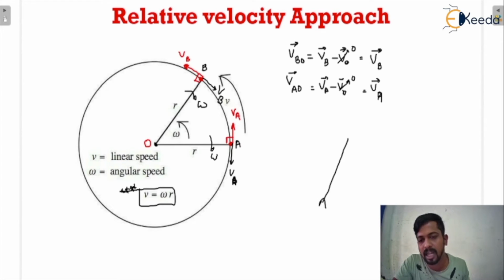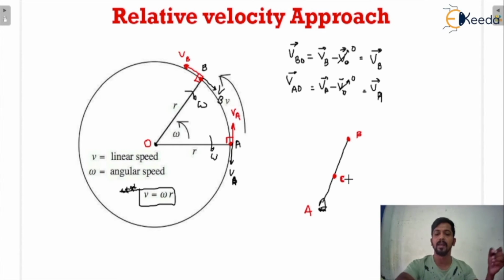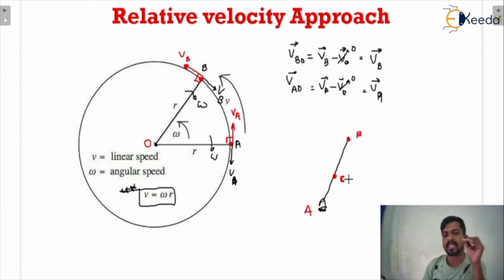Now this is also a fixed link. This one link is a rigid link. Rigid link means there is no relative motion along the link, there cannot be any changes along the line. I'm going to consider one point B, and another point A, and a random point C. Now this link is going to rotate about A.